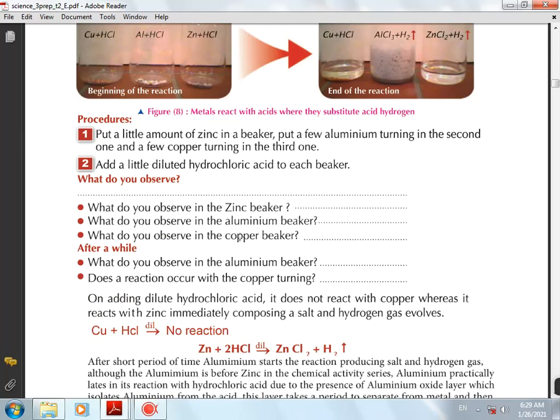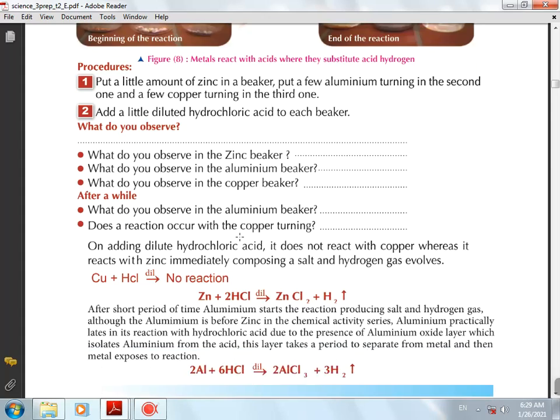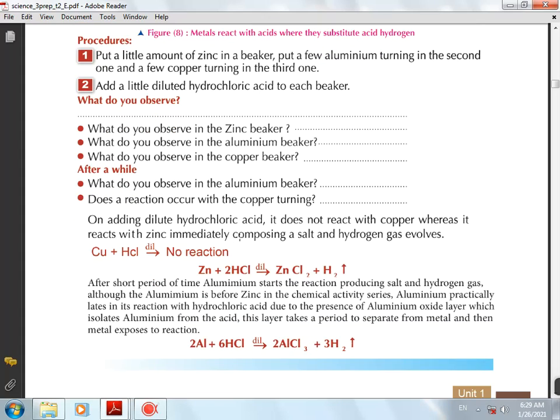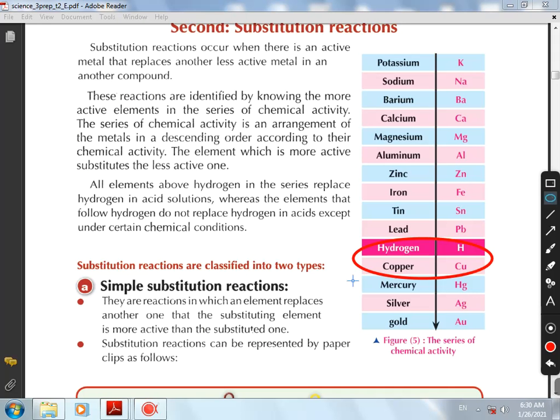Okay, on adding dilute hydrochloric acid, it doesn't react with copper. Why doesn't copper react with hydrochloric acid? Okay, because copper follows the hydrogen in the chemical series. Okay, and the element below the hydrogen cannot substitute the hydrogen in acids.